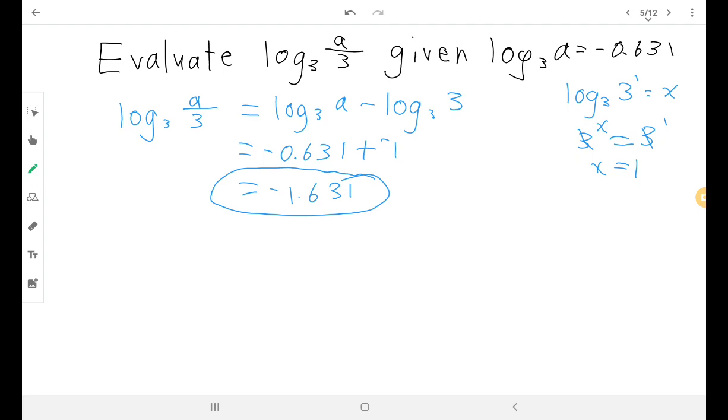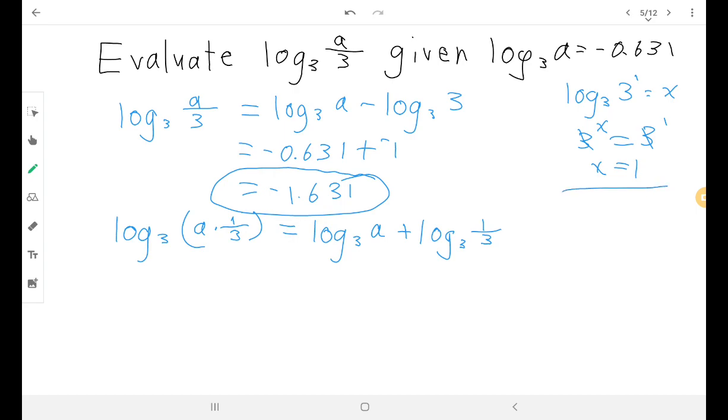There is a second way of doing it, and the second way is a little more clever, I would say. Let's say log base 3 of a over 3 is the same as a times 1/3. And this is actually going to show you a clever trick from a proof later on that we're going to come back to. So then multiplication expands into addition. So we have log base 3 of a plus log base 3 of 1/3. And I can do some more side work here.